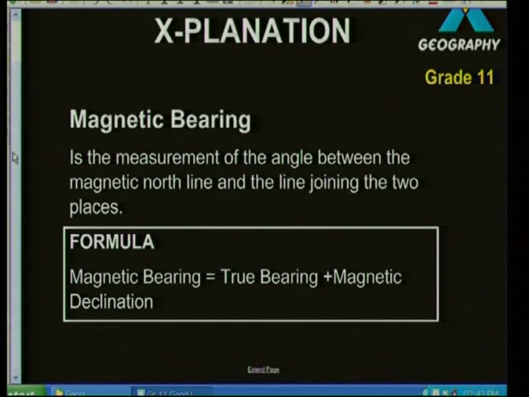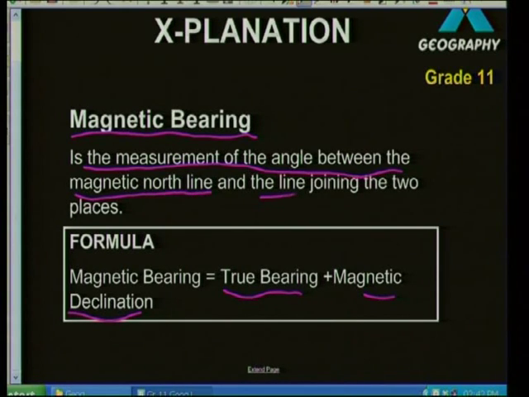The next thing we're going to look at is magnetic bearing. Okay, there's actually 3 steps to magnetic bearing. With regards to magnetic bearing, it's actually equal to true bearing plus magnetic declination. All right? So it's actually the measurement of the angle between the magnetic north line and the line joining the two places. I will show you step by step because this may not sometimes make so much sense to you, but when I demonstrate, you can see what I'm doing here.